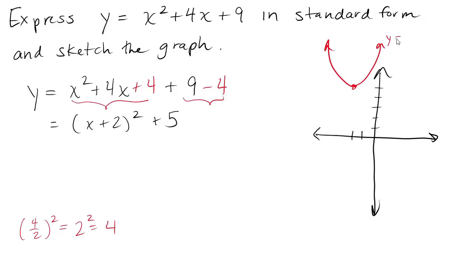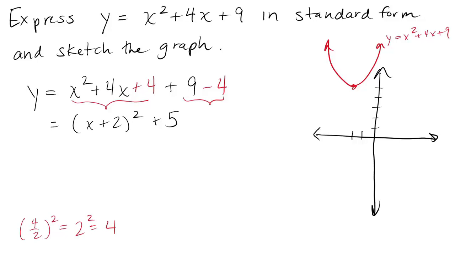This is the graph of y equals x squared plus 4x plus 9, and I got that by writing it in the standard form. So the strategy is to complete the square, counterbalance that step, rewrite it in the standard form, and then you can sketch the graph or find the vertex or do whatever it is you need to do.